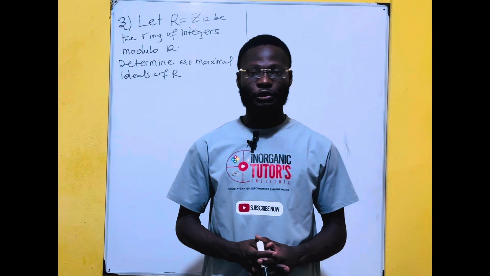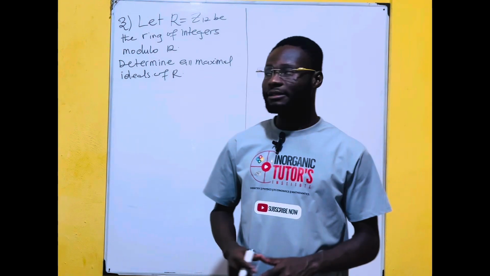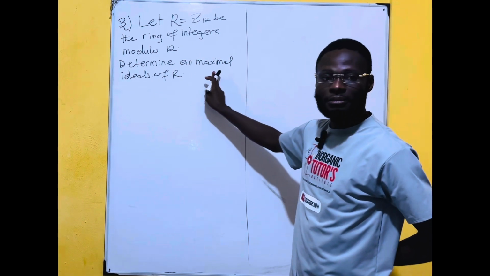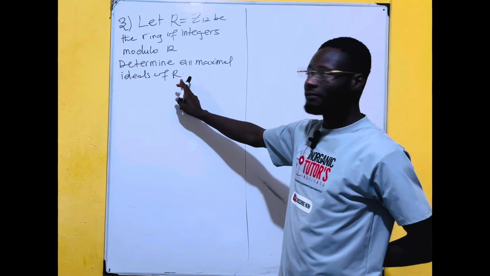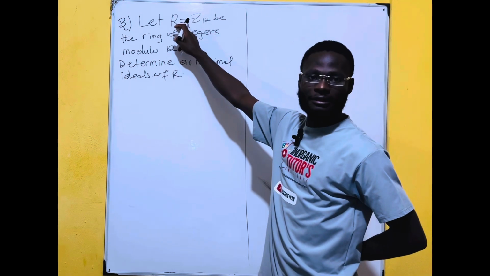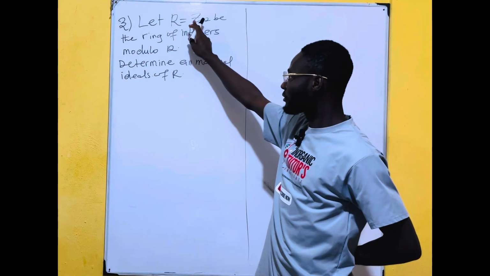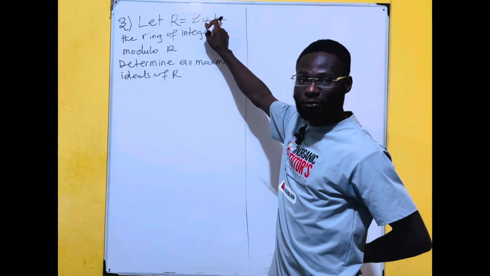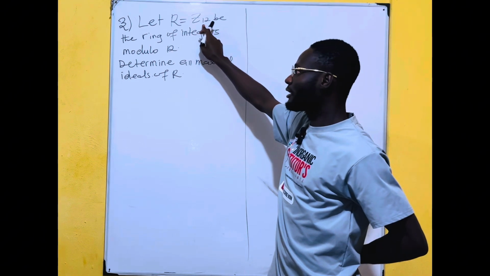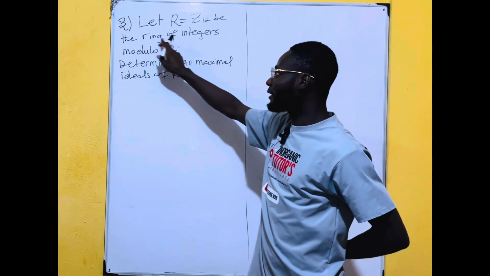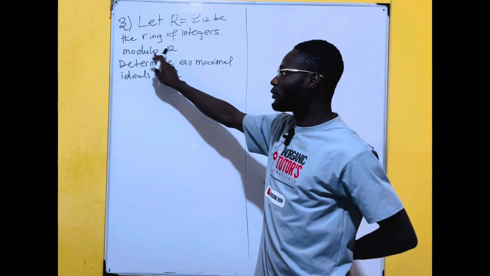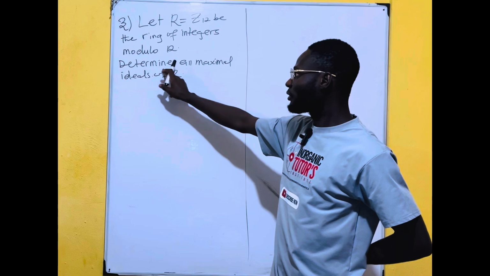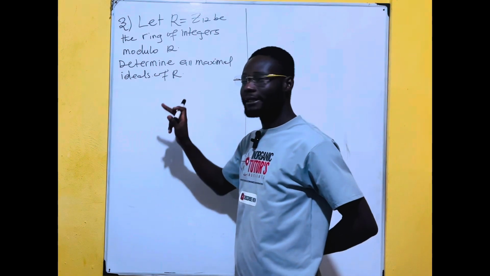Welcome back from the short break. In this particular problem, we want to determine all maximal ideals of R. R is a ring, okay? R equals Z12, the integers modulo 12. R equals this, the integers modulo 12. Now I want to determine all maximal ideals of the ring.